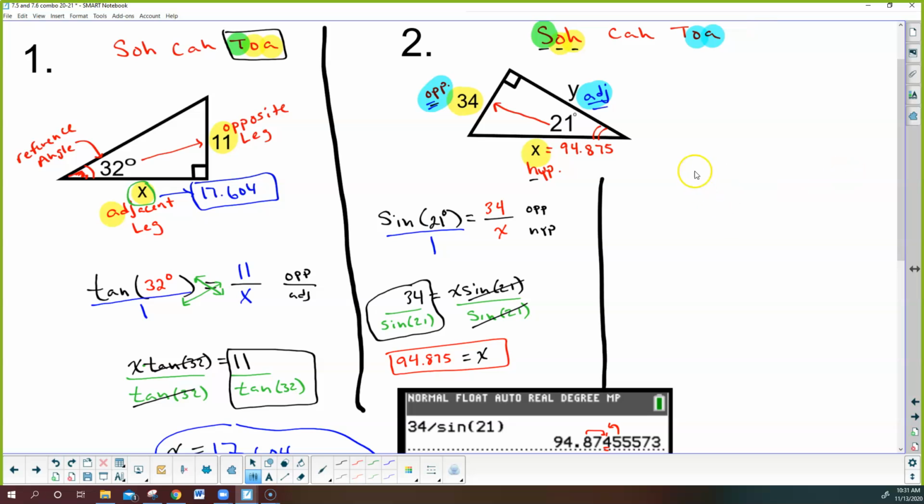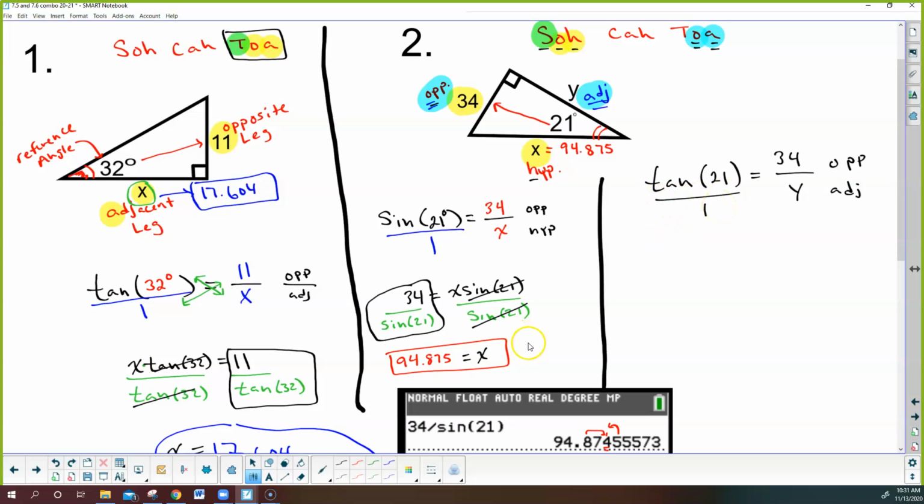Okay, so this work over here will be to find y. So I'm going to take the tangent of the angle measure 21. We always do the reference angle. And that's going to equal the ratio of the opposite over the adjacent. You don't have to write the word opposite over adjacent, but I recommend doing that, because then it's 34 over y. And then it's the same work.